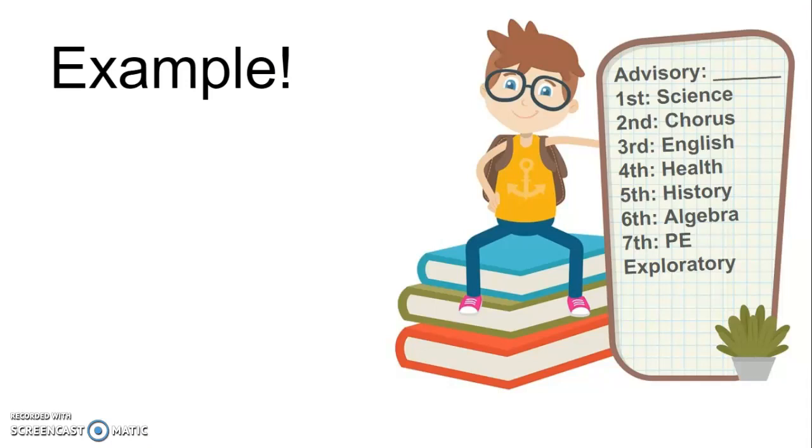So let's say that this student's schedule is as follows. They have advisory, first period science, second period chorus, third period English, fourth health, fifth history, sixth algebra, seventh PE, and then they have their exploratory class, a pretty typical Brixner schedule.